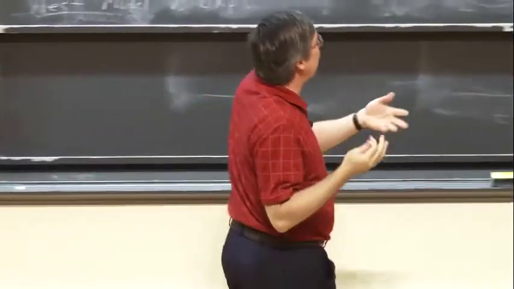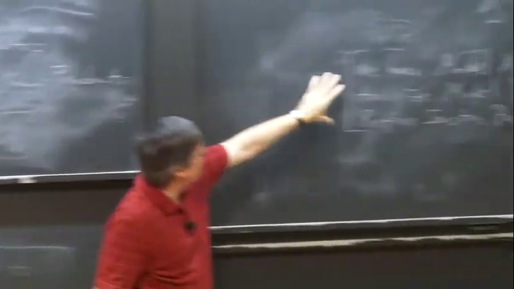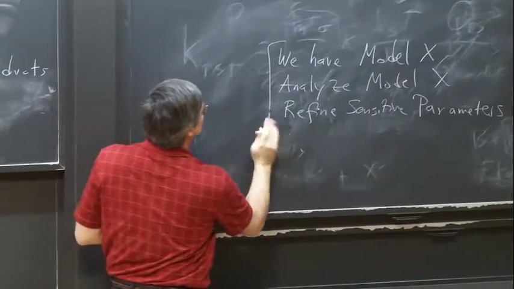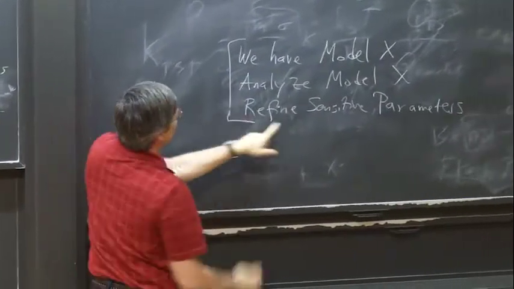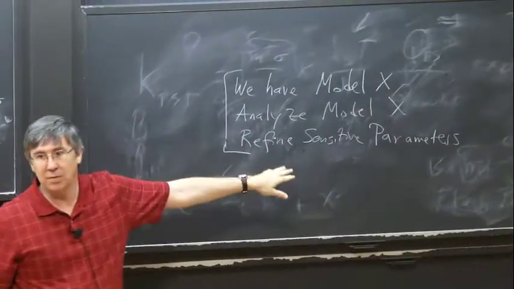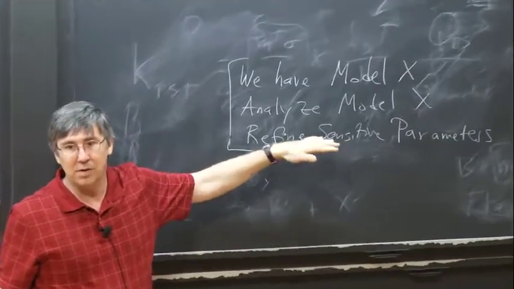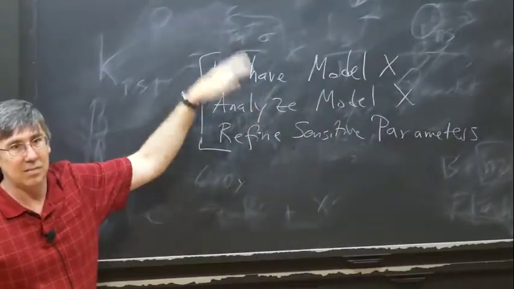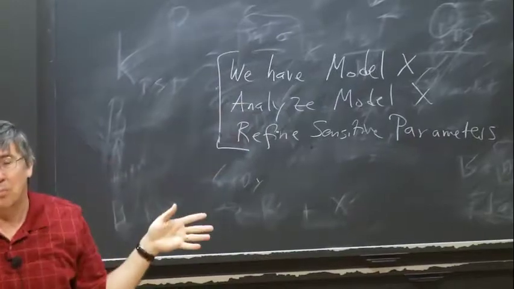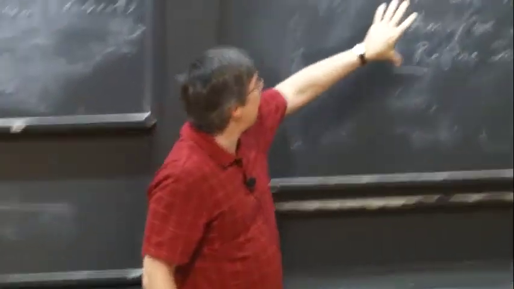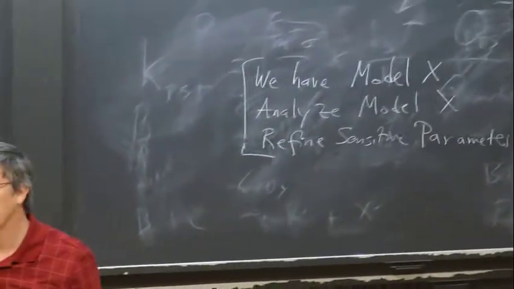Each time you get up to the point where you say, I have a model, you're always going to do this: refine the sensitive parameters. This might involve doing quantum chemistry calculations or something. However you do it, you're going to get better numbers. And so that's the main loop. The issue with this is that it never changes the structure of the model.